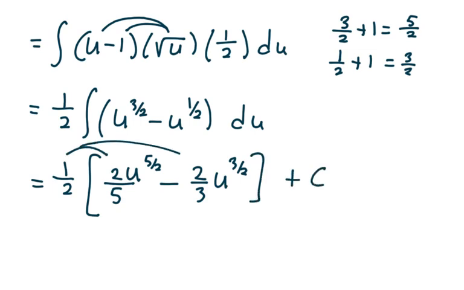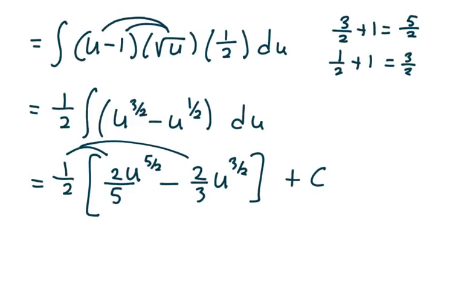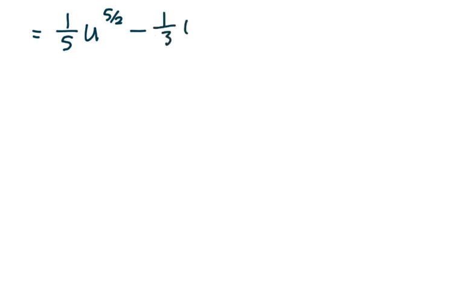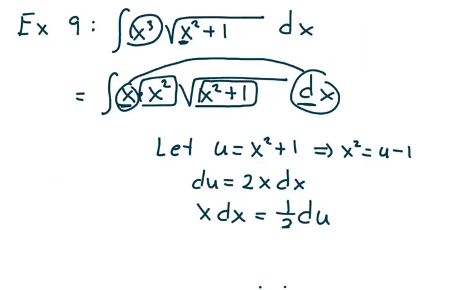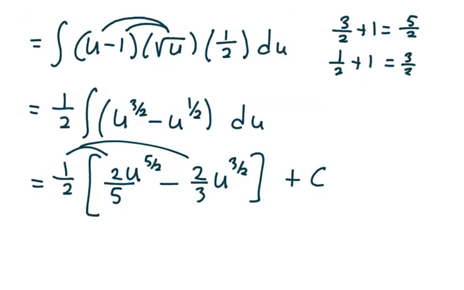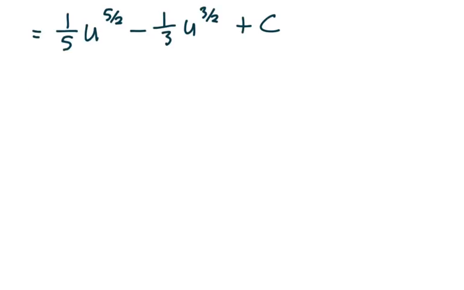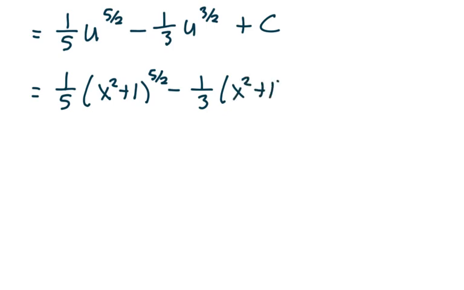Now I'm going to distribute the 1/2 in. So this is 1/5 u to the 5/2 minus 1/3 u to the 3/2 plus c. But u was x squared plus 1. So let's go back. This is 1/5 times x squared plus 1 to the 5/2 minus 1/3 times x squared plus 1 to the 3/2 plus c.